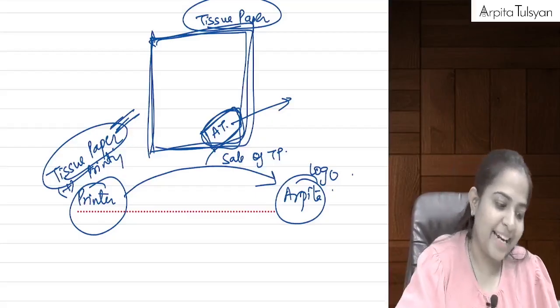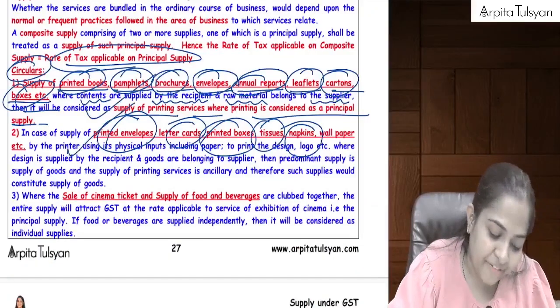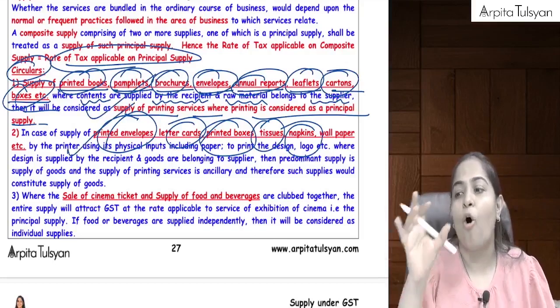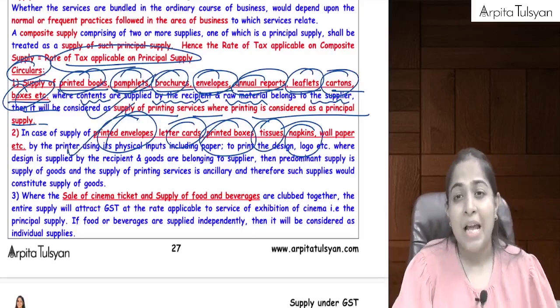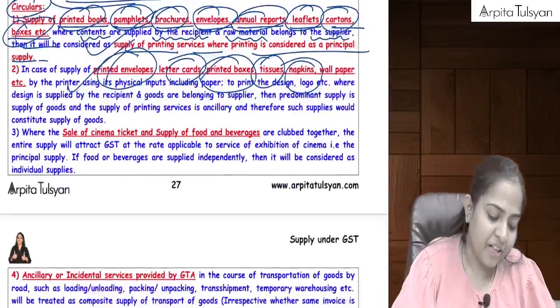Are you able to understand this, everyone? Yes, that is given here. So you have to check what is important where. What is the predominant supply? Printing is the predominant supply or paper is the predominant supply? Means service is important or goods is important. Accordingly, you can decide and give the answer.